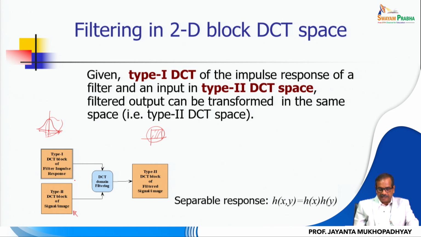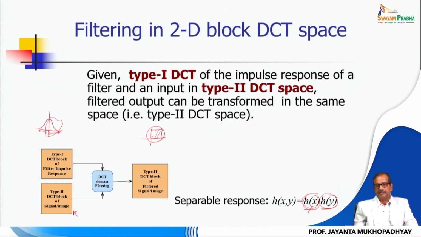But one particular type of filter response, once again, is the separable response, which means I can factorize the filter response in 2 dimensions completely in a separable form. So I can apply one factor for a particular dimension, keeping the other without disturbing it.